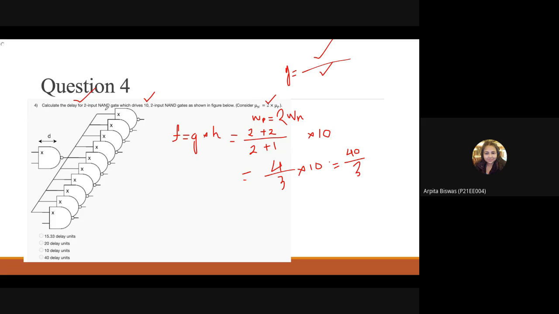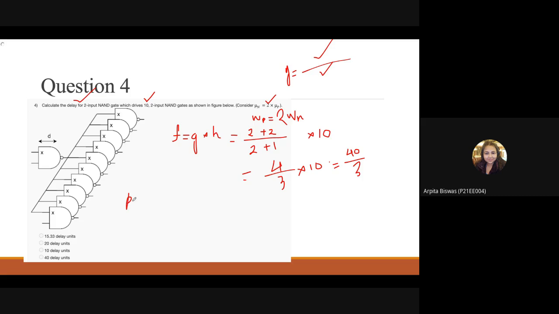A two input NAND gate means two NMOS and two PMOS are in series. So 2 plus 2, and plus the inverter. For the inverter, one NMOS and one PMOS. But there is a condition that mu n equals twice of mu p. So one for the NMOS, and this 2 is coming from that. Okay, so F is coming, then calculate the parasitic delay.